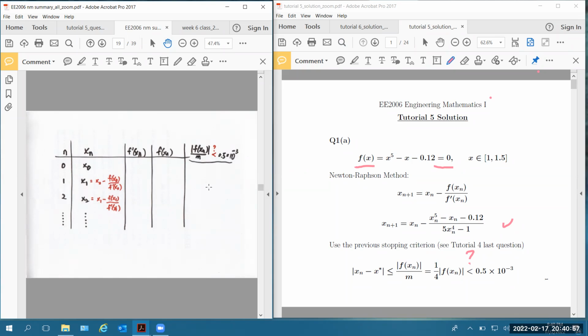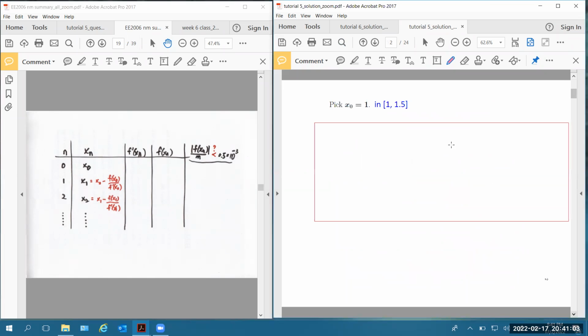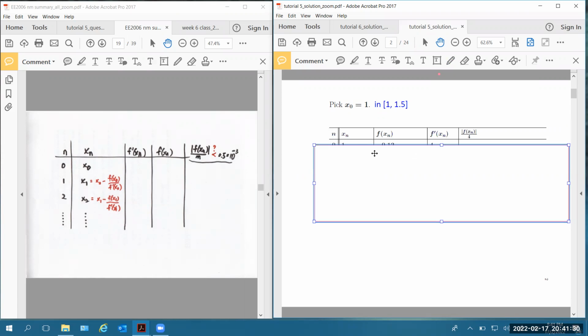If we follow this table format, let's look at the next one. Here is our table, and I'm going to choose the same x0 as before, when we did the fixed point iteration method. I want to compare with the same x0 whether the convergence is faster or slower, comparing both methods. So let's tabulate. That's my tabulation, and you can see that I follow this format.